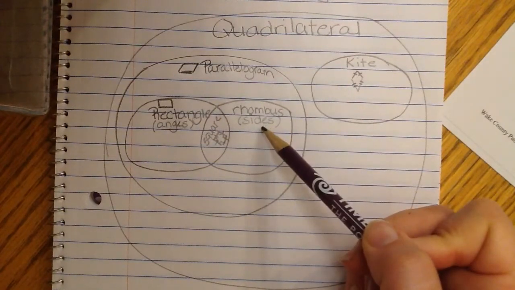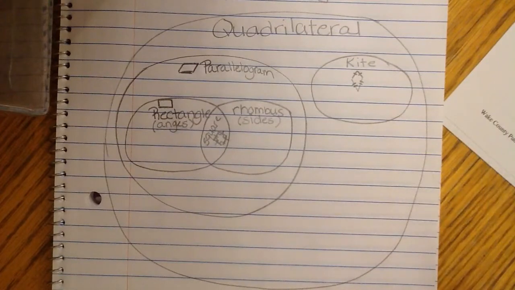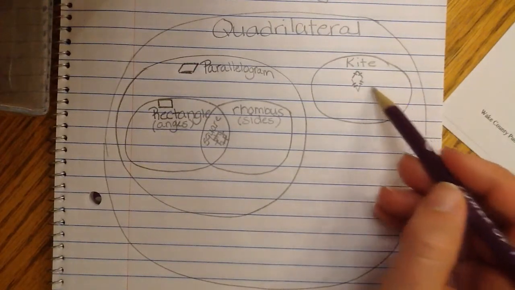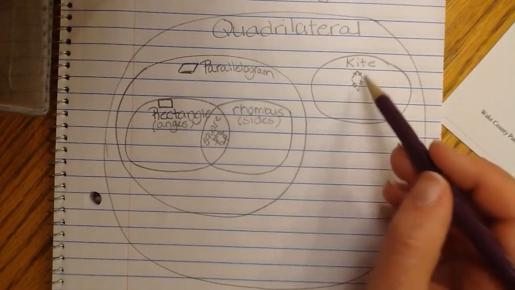It doesn't have all four sides equal. It doesn't have right angles, so it can't fit over here. It's different, but it's still a quadrilateral. So I can't include anything inside of a kite. There's nothing more special than these terms.